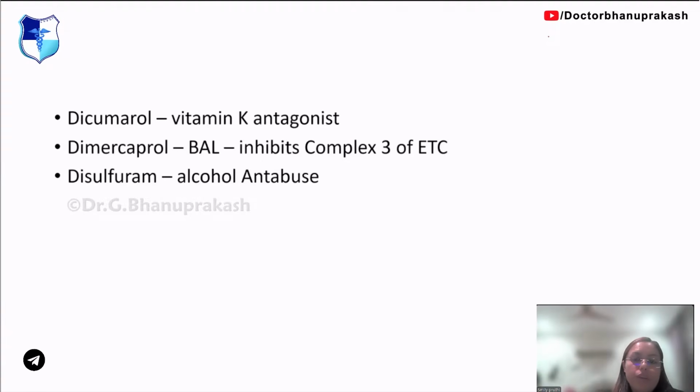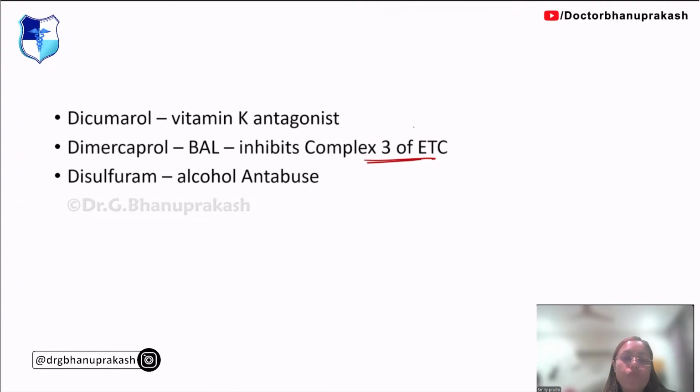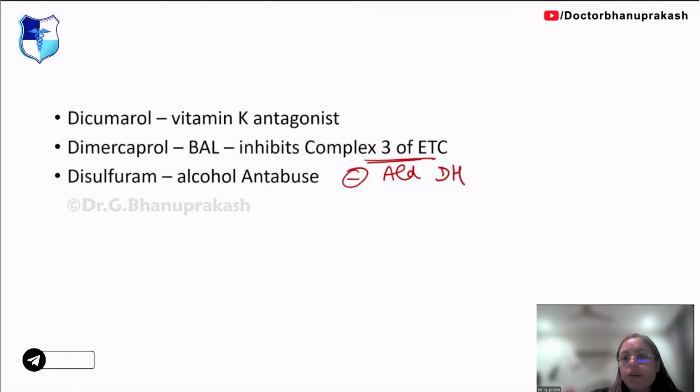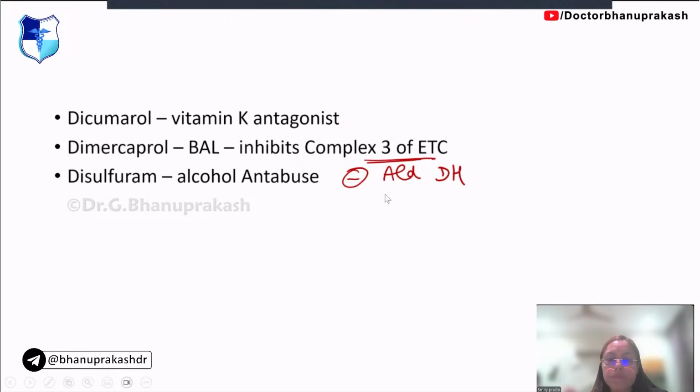Dimercaprol, British anti-Lewisite, inhibits complex 3 of the ETC. Disulfiram, used in alcohol abuse, inhibits the enzyme aldehyde dehydrogenase. Aldehyde dehydrogenase. Okay, coming to the next slide.